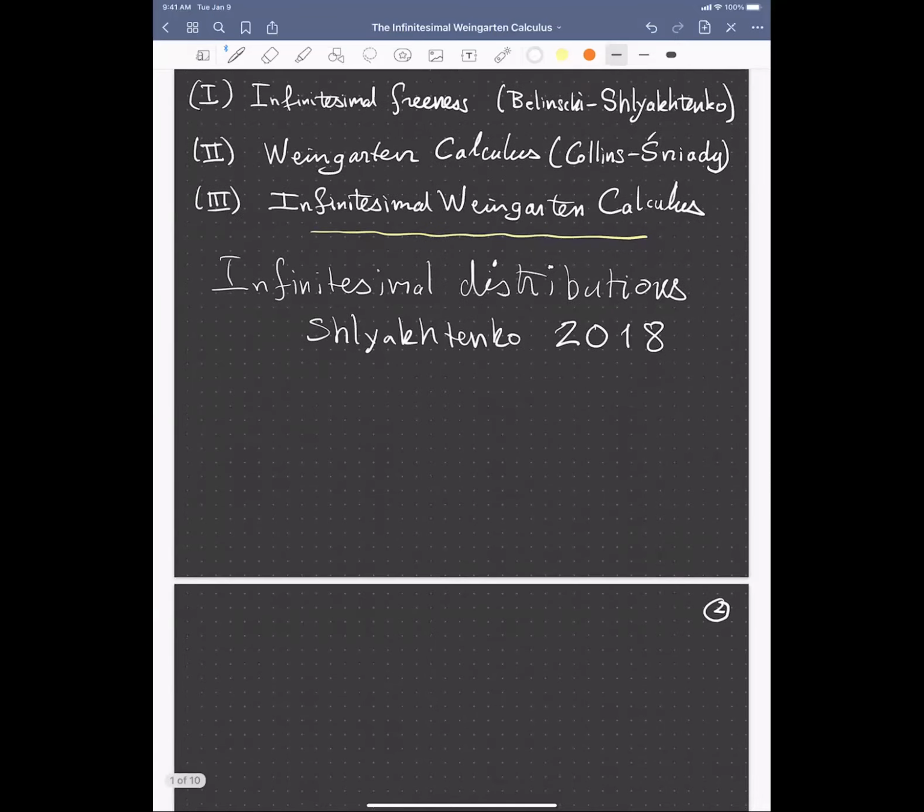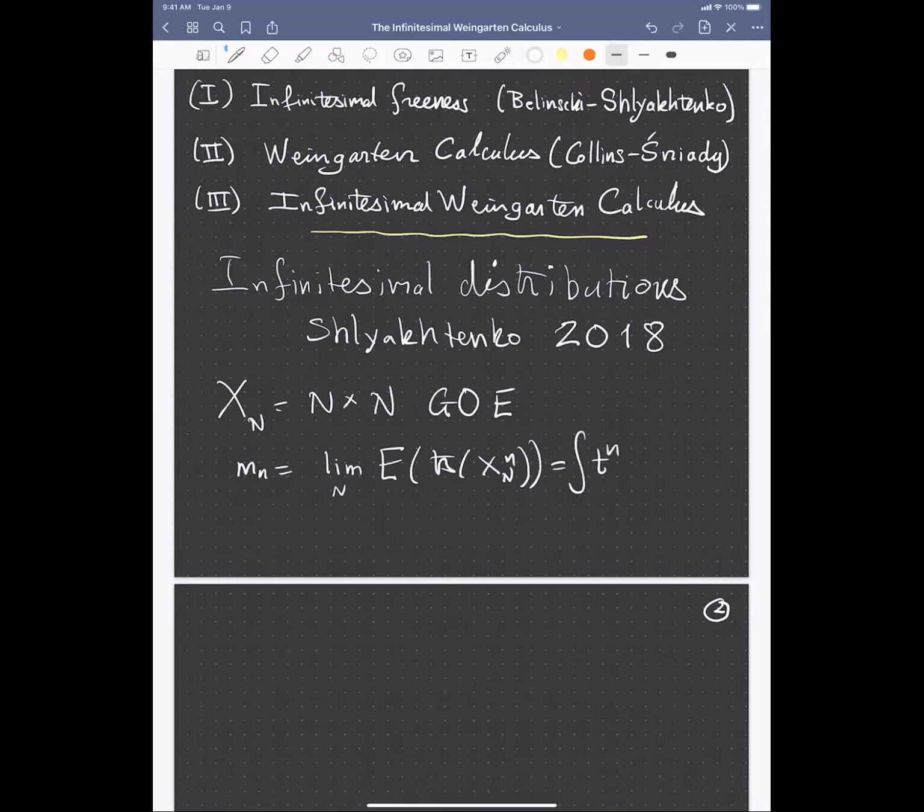So let me just give you a couple of examples of what I mean by an infinitesimal distribution. We'll just start with our favorite matrix, the Gaussian orthogonal ensemble. It's important here we use the orthogonal one and not the unitary one, because the infinitesimal law for the unitary one is 0. So it's not very interesting. And we let m_n be our limiting nth moment, which we know we can write as an integral against the semicircle law. And it's also, and this is important, the number of non-crossing pairings of n elements. So I'm taking that to be 0 if n is not even.